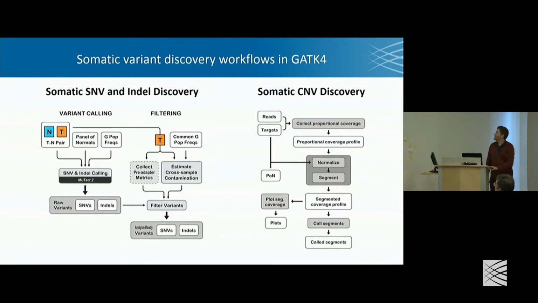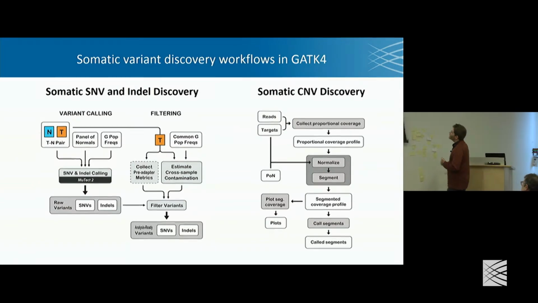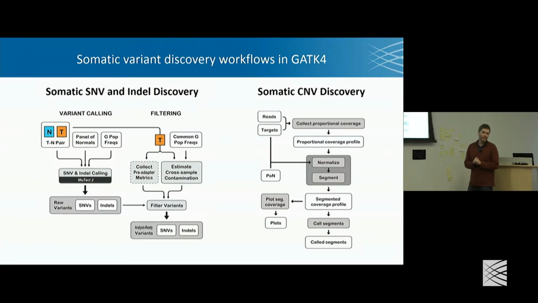So in GATK4, we have 2 pipelines for calling variants. The first is our small mutation calling, which is SNVs and indels. And as you'll see, it is based on the tool Mutect2. I will get into that momentarily. We also have somatic CNV calling, and that is based on a tool called ModelSegments.